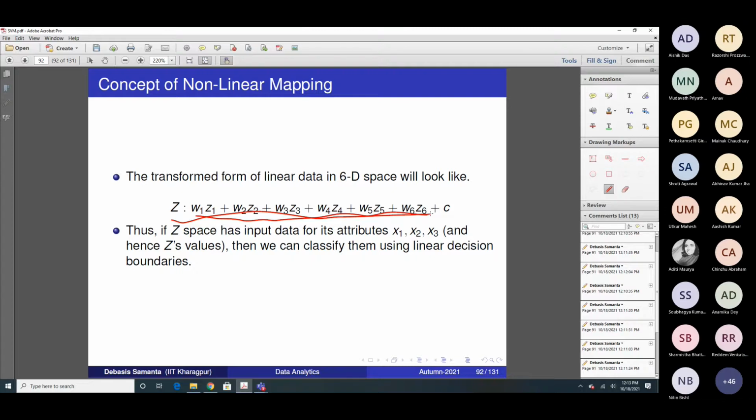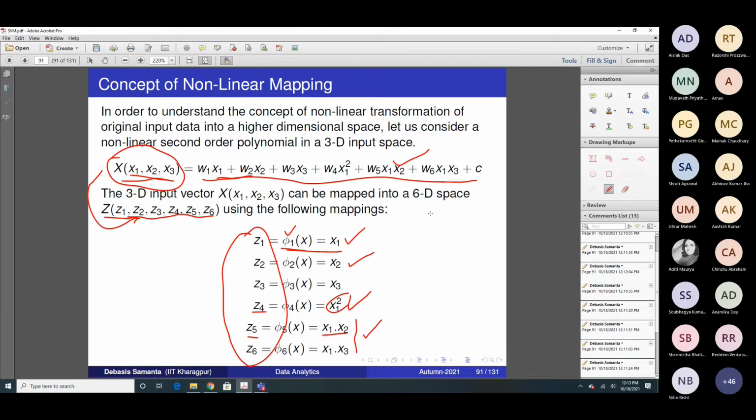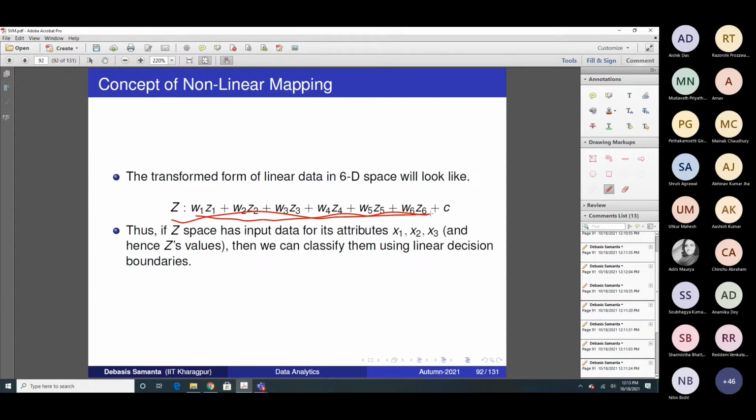Initially the data was in 3D space, so it is called the 3D input data, and we can do the nonlinear transformation, or attribute transformation, or nonlinear mapping, so that our data will be transformed into 6-dimensional input data. So it is now 6D input data. If we can do this kind of transformation, then the same linear SVM technique can be applied. So what extra step is required?